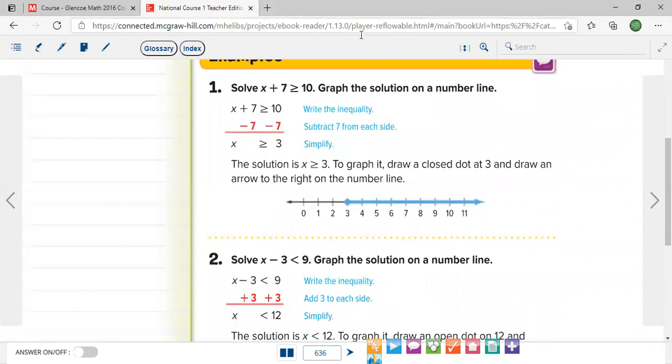Like this problem, for example, as you can see, solve the inequality x plus 7 greater than or equal to 10. So we have here the left hand side is x plus 7 and the right hand side is 10. And this is an addition inequality, so we subtract 7 from both sides. Now 7 is gone, so x remains with the inequality sign. 10 minus 7 is 3, and now you can represent.